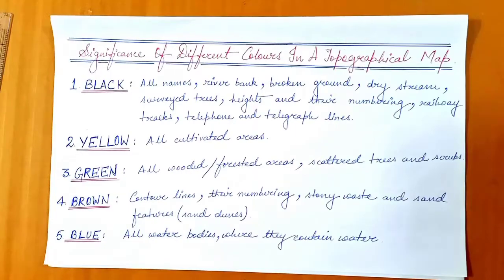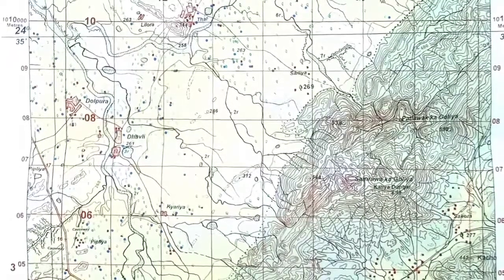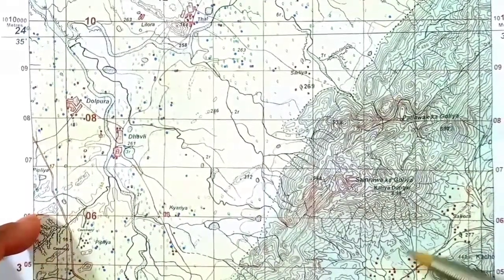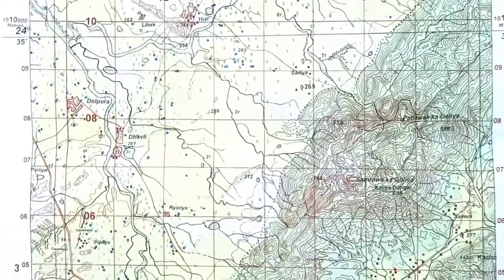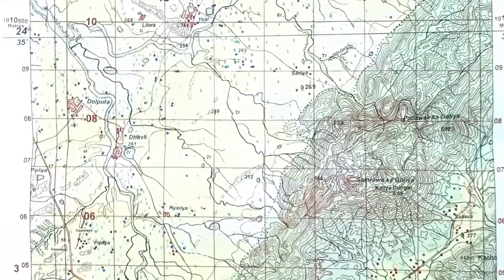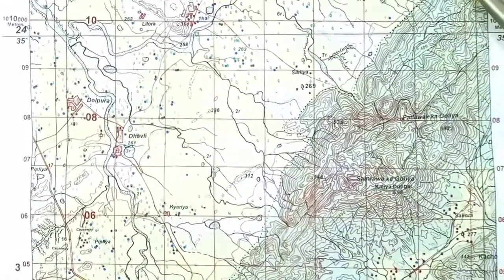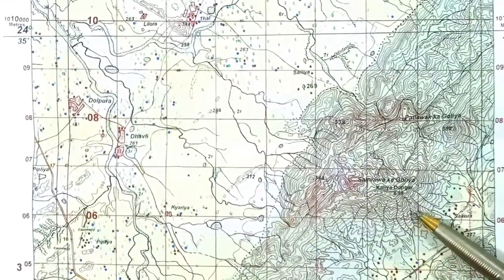So let's look at the topographical sheet. Now students, you can see this green area. There are a lot of contour lines, but this is a forested area, and this forested area is shown with green.